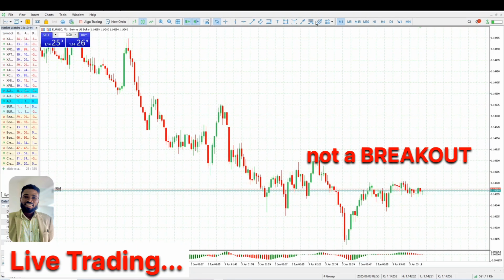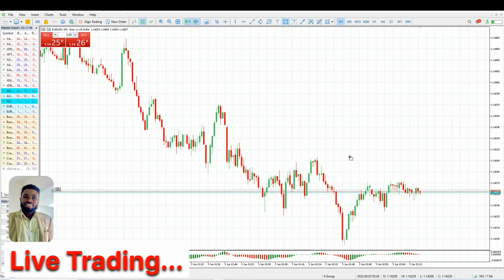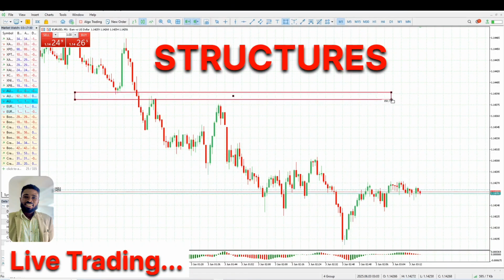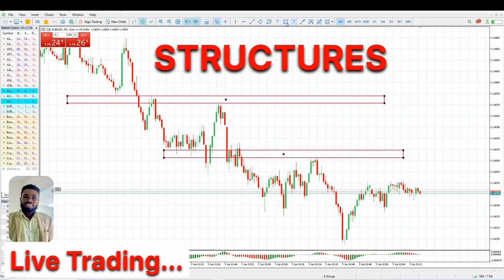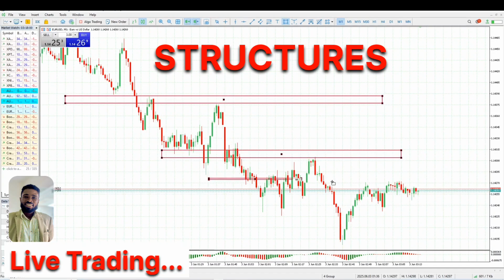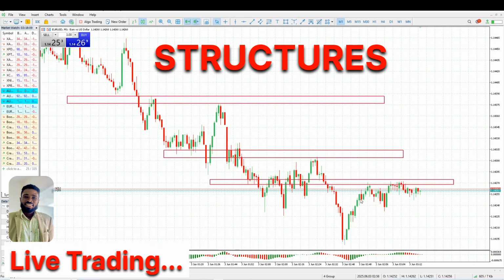You could see that there is a structure here. Let's use structures. From this zone there was a structure here, right? So the market respected the structure. See, there was a structure here. Can you see? And there is a structure here. So if you use structures, you will see that the market has not actually broken the trend line at all. The market is just trying to respect the structures.